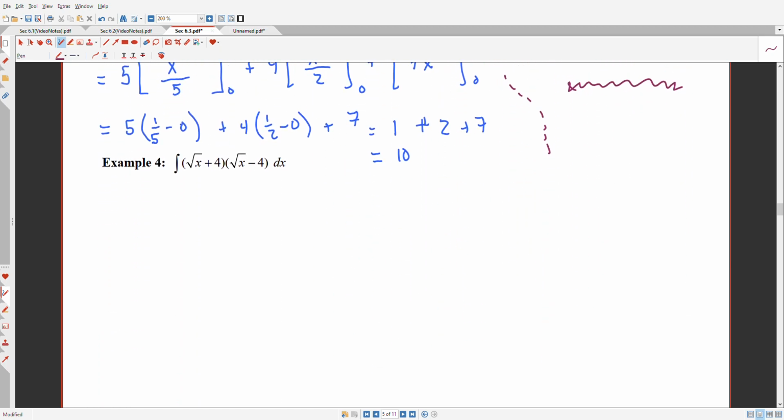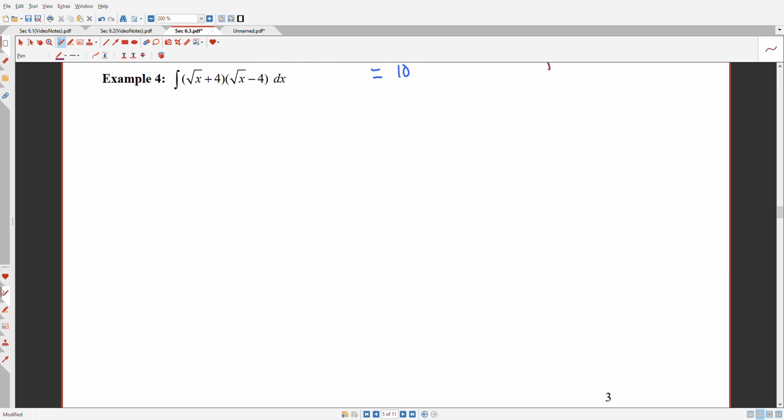Okay, let's try example 4, and then maybe we'll do a popper question. So example 4 says, hey, well, actually, let's do a popper question right now based on example 4. Popper question 1: is this example 4 an indefinite or a definite integral?